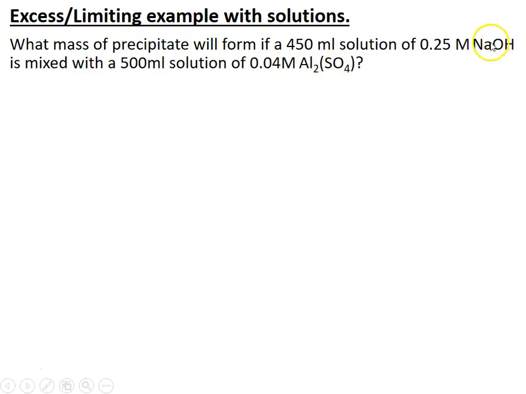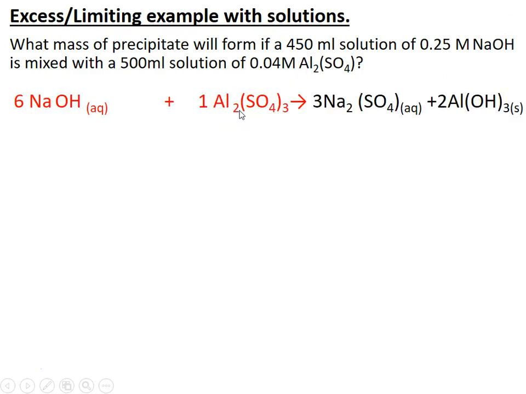So it's a precipitation reaction, so you need to write a balanced precipitation reaction. For every 6 sodium hydroxides, you'll have 1 aluminium sulfate. Anyway, you need to get used to writing above your question what information you're given. So this is a volume, V, and this is a concentration, C.